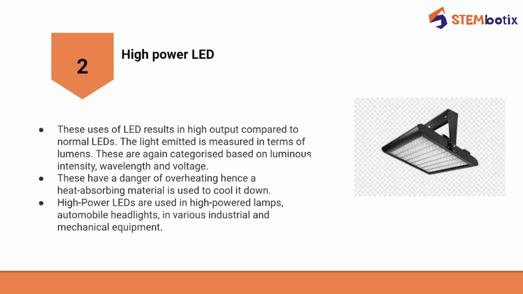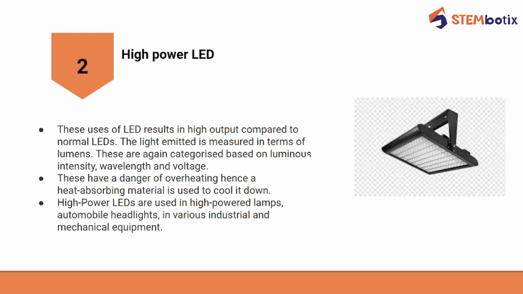Now, the second one is the high power LED. The use of these LEDs results in high output compared to normal LEDs. So compared to normal LEDs, they have higher output. You can see them in DJ systems, event lights, or focus lights, where a higher amount of output is required. So this kind of LED is used in those places.